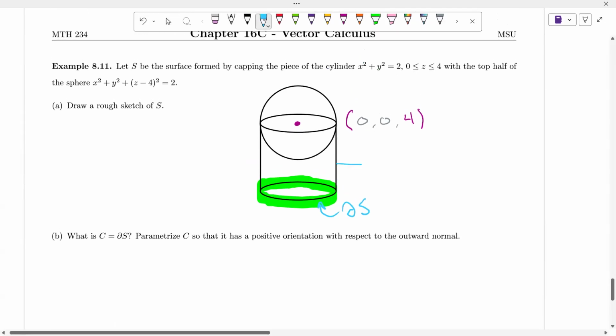So out, if I'm coming out the sides, definitely is going to be out this way. But as I move up to the sphere, out is still pointing up. So our right-hand rule tells us that in order to have an upward pointing normal vector, we should still be going counterclockwise around that circle.